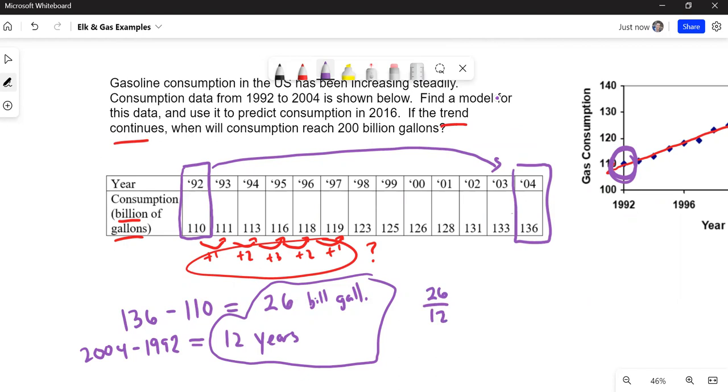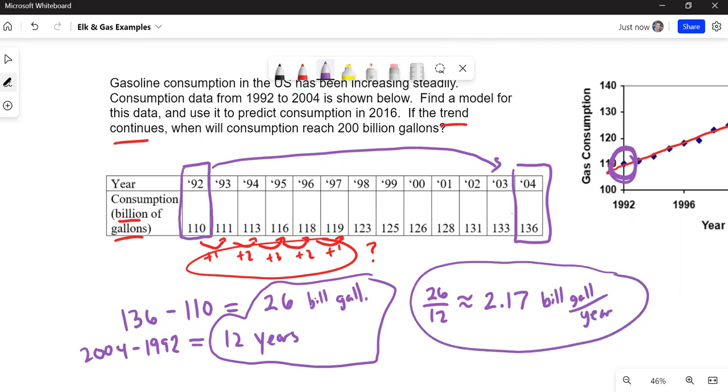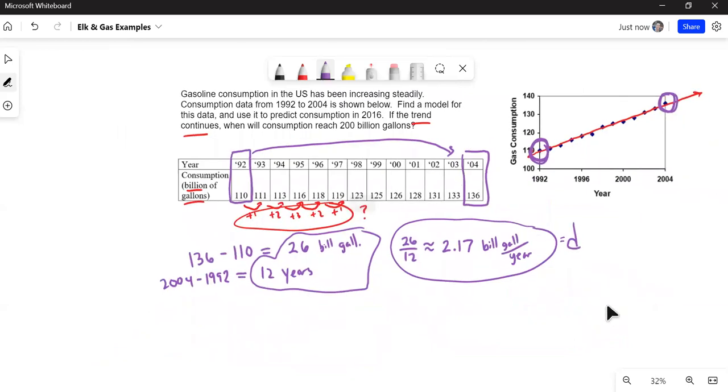26 divided by 12 doesn't come out to be a nice number, so I'm going to round it. On the calculator, 2.1666. I'm going to round off to about 2.17 billion gallons per year of change. This will act as our common difference, d. If I want to use the explicit formula to find any term, we take P naught, which is where we start, and add the common difference times the number of years.